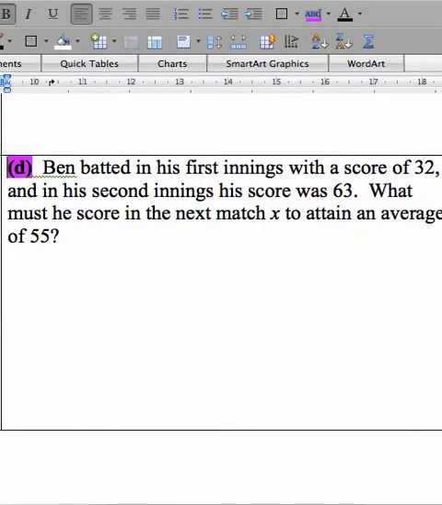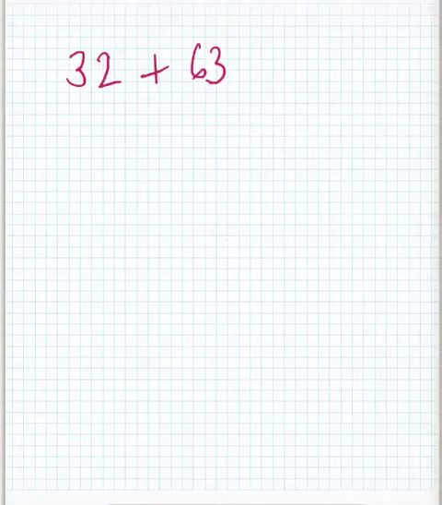Now, the question asks us, what must he score in his next spelling test? And they're calling it X. So we don't know what he's going to get just yet for his next test. So the next score is just plus X. So we've got 3 scores. First one was 32. Second one was 63. The third one is what we're trying to find, okay?